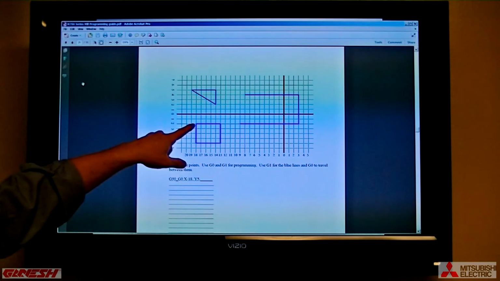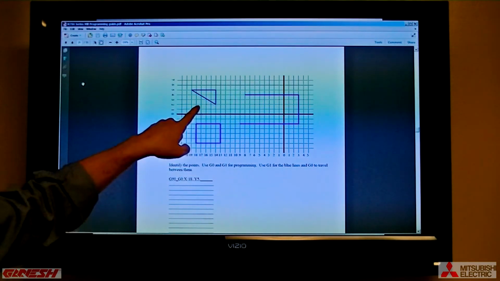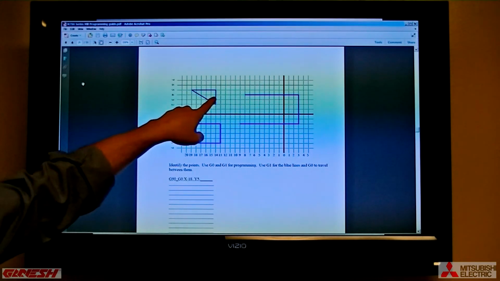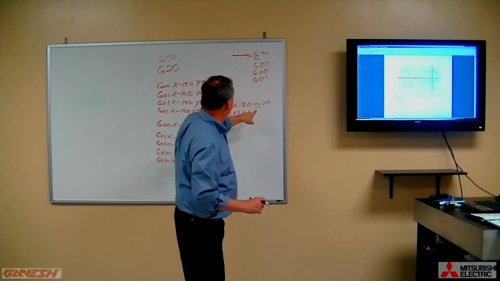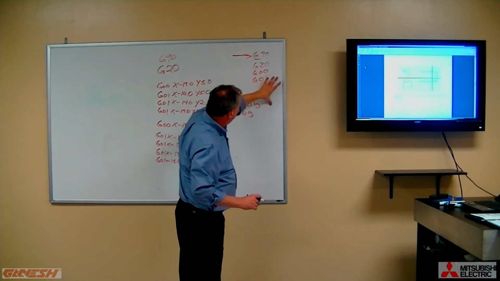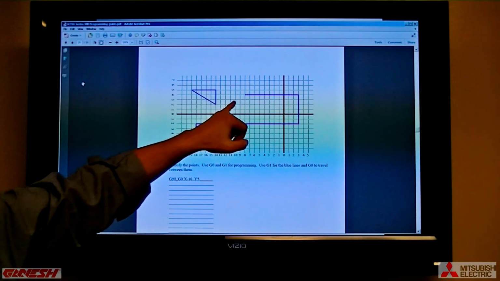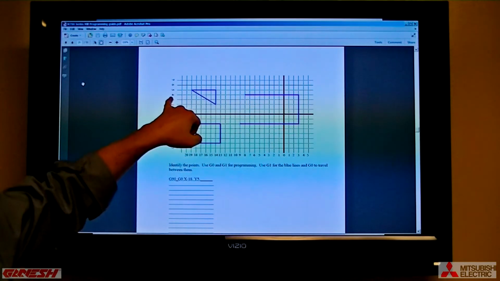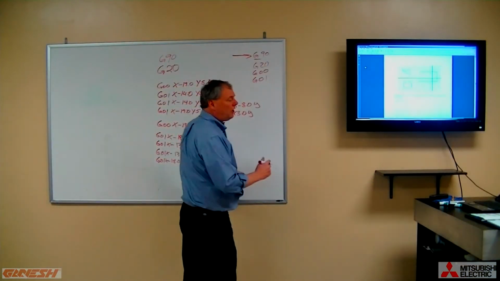We ended up right here. Then I said G00 x minus 8, but my y value is 4.0. Notice how I wrote y minus 2.0. Incorrect. So let me correct that. We're making a rapid move. We ended up here. We're going to x minus 8, y positive 4.0. I hope you caught that.